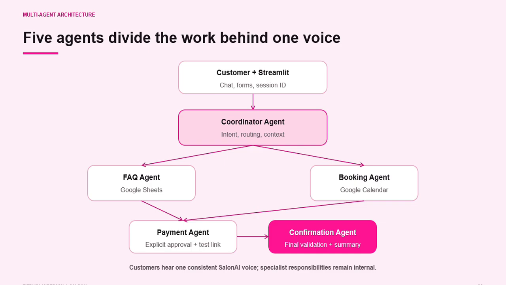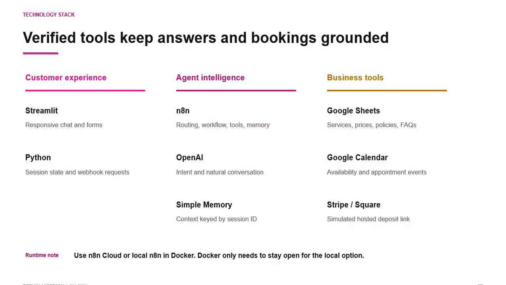So there will be on the front facing customer side, that's Streamlit. It then connects to a coordinator agent by going through a webhook. And then the coordinator agent decides if it's going to go to the FAQ agent, the booking agent, or the payment agent. And at the end, you get a confirmation.